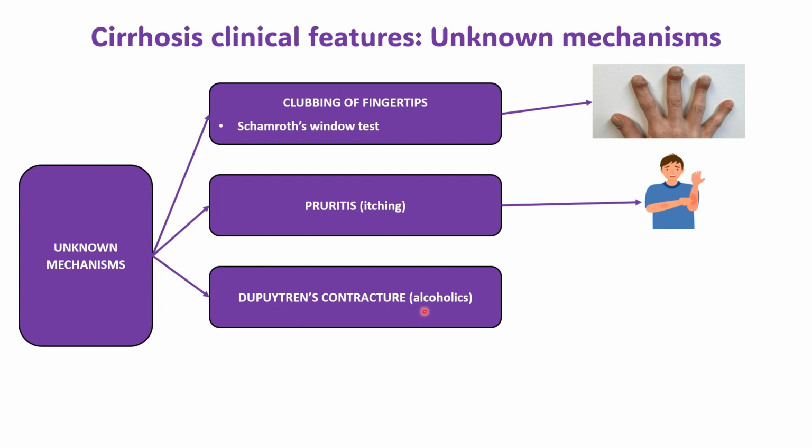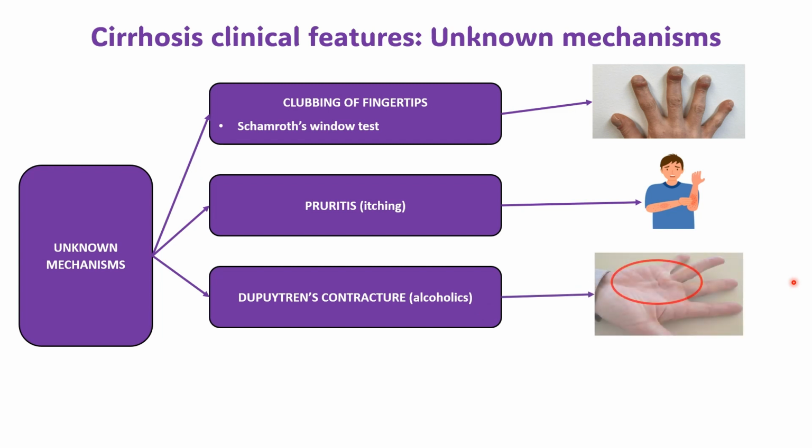Dupuytren's contracture, and that's a particular sign seen in alcoholics. We can kind of see it here, and essentially what this is, it's palmar fibromatosis, which results in almost like a contracture of the little and ring fingers typically, and it's also associated with quite a high association with diabetes too.